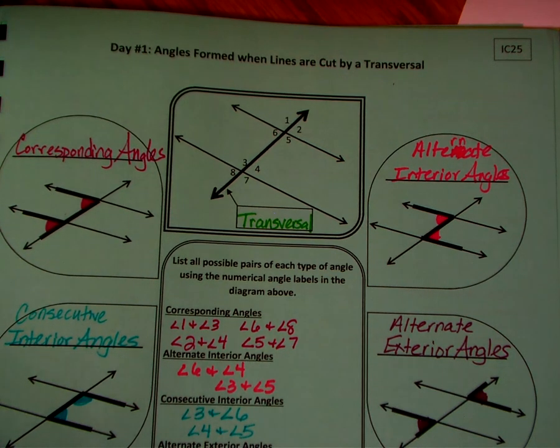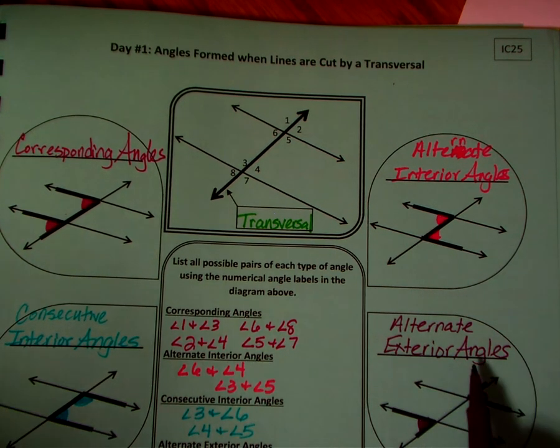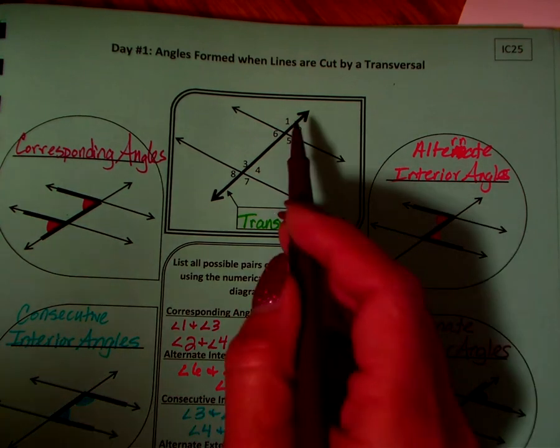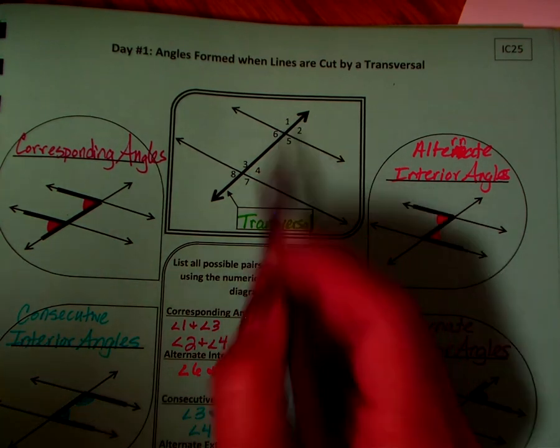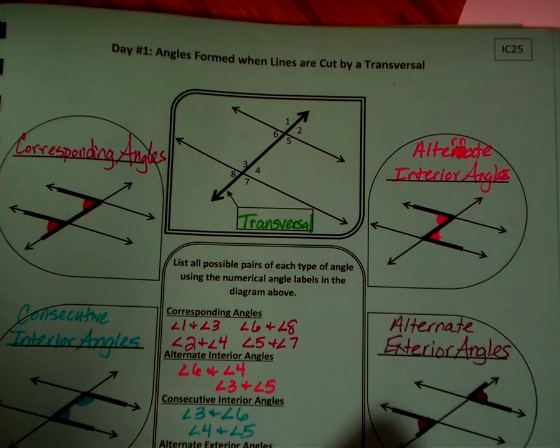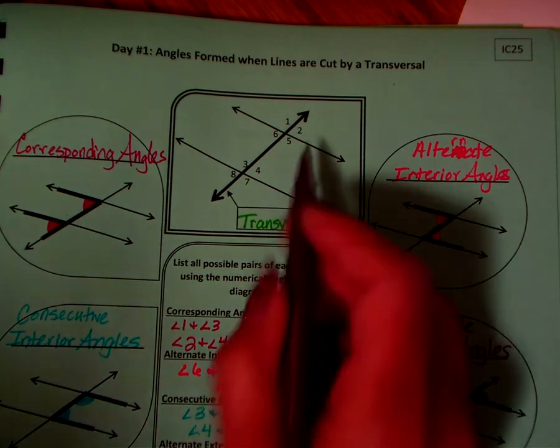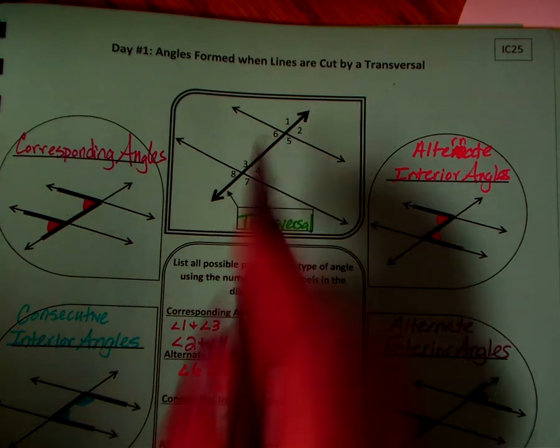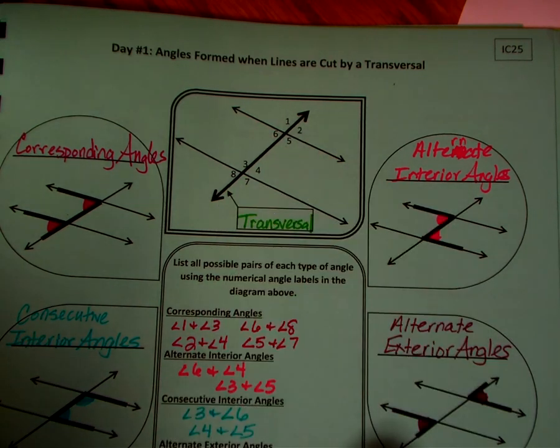And lastly, we have the alternate exterior angles. Okay, so here that would be angles 1 and 7. Right, 1 and 7, and then angles 2 and 8.